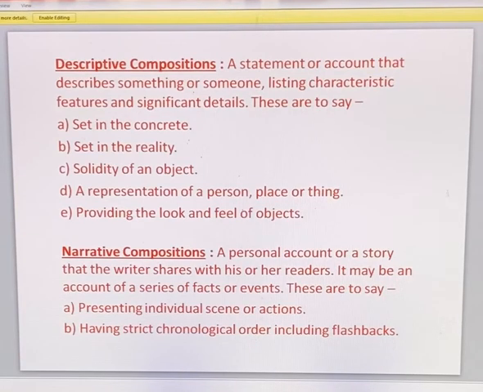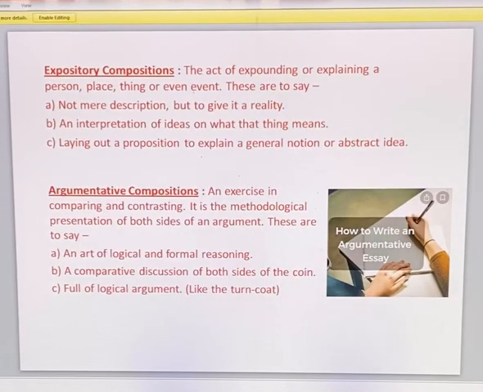Then comes the narrative composition. A personal account or a story that the writer shares with his or her readers is known as a narrative composition. It may be an account of a series of facts or events. These are to say, presenting individual scenes or actions, having strict chronological order, including flashbacks. If I want to give you some examples of narrative compositions, I can say when you write a composition on your first day at college, a trip by air, a journey that you have made recently, these are the examples of narrative compositions. After this, we get expository compositions.